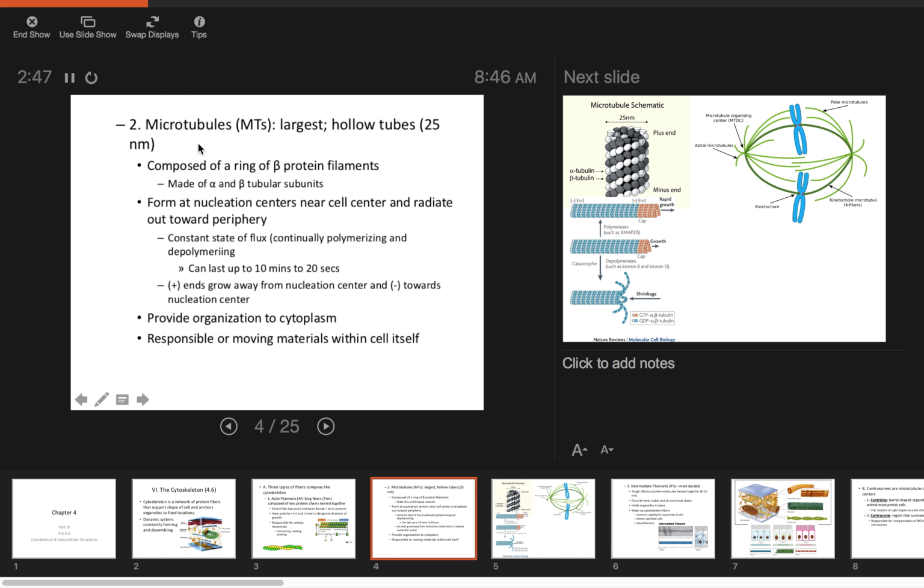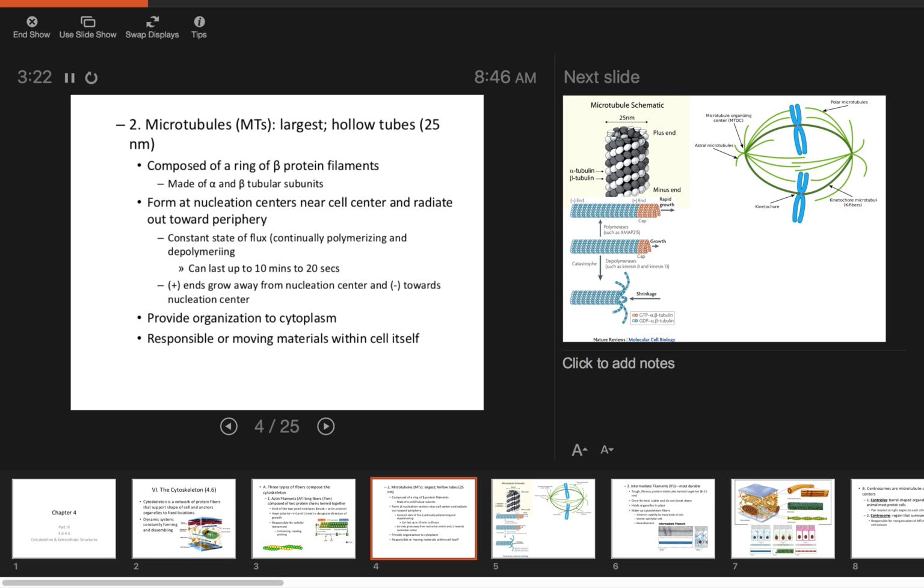The second type of fiber in the cytoskeleton is the microtubule, or MTs. These guys are the largest. They're just huge hollow tubes made of some beta protein filaments. They form at nucleation centers near the cell center, and then they radiate out. I think I might have a diagram of this on the next slide of what it looks like and how it radiates out. But it's always in a constant state of flux, which means that it polymerizes and depolymerizes, which means it elongates or breaks down. It can last from 10 minutes to 20 seconds.